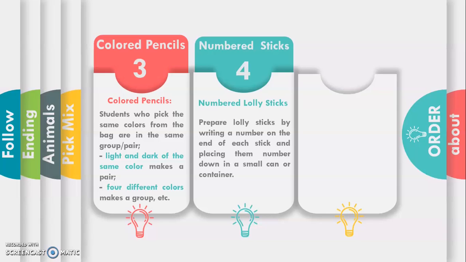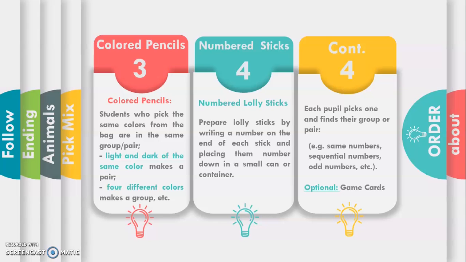Finally, the other method that you can use is numbered sticks. So you're going to come up with lolly sticks. Prepare lolly sticks by writing a number on the end of each stick and then place them numbered down in a small can or container. Don't show the numbers to the students. They just pick up the sticks and finally it's revealed to them. How do you do that? Each person picks one and finds their group or pair.